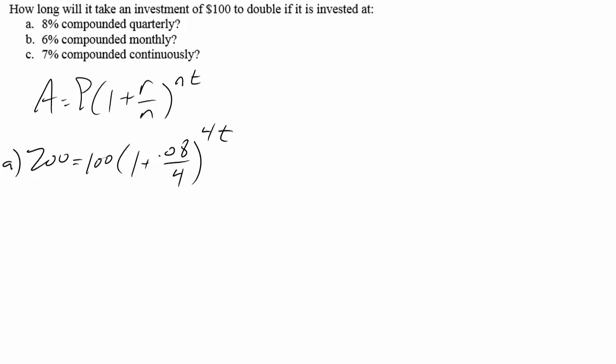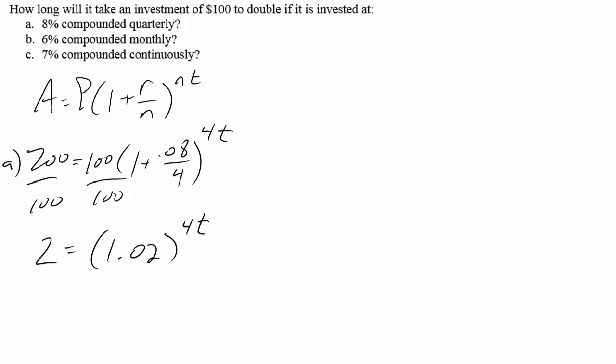All right, so first thing we're going to do is just move that 100 over to the other side. So we're going to divide out both sides by the 100, and so that leaves us with 2 equals, actually while we're at it, let's go ahead and do the 0.08 divided by 4, so that'll give us a 0.02, so plus 1 will give us 1.02, raised to the 4t power.